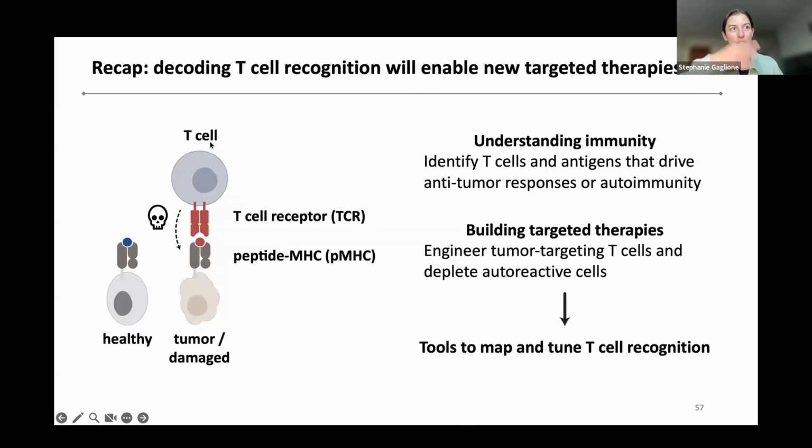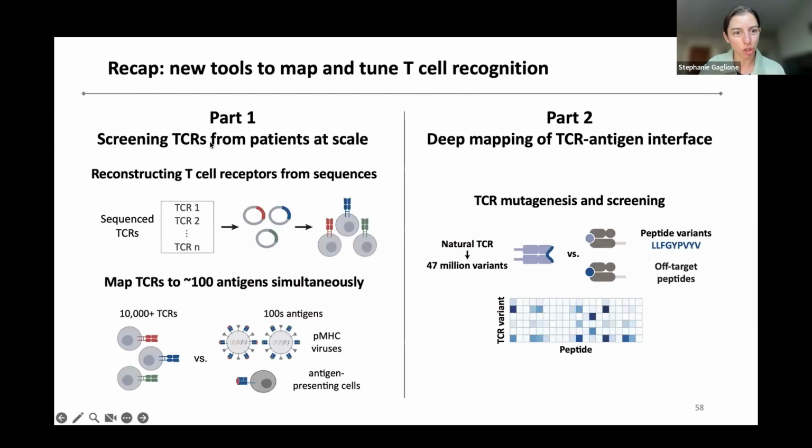Now, just to do a quick recap before questions, the general importance of this work: we collectively in this particular audience know how critical it is that we both understand and have tools to identify T cells and antigens driving anti-tumor responses and autoimmunity, and that our eventual goal is to be able to build targeted therapies and understand disease in a way that we presently don't. Today I've shown two pieces of work. The first, that we can reconstruct TCRs from sequences in a broadly adoptable way.